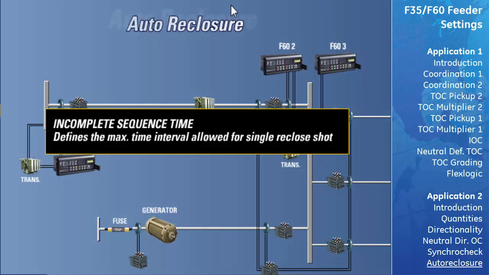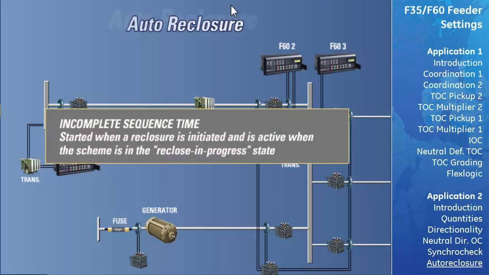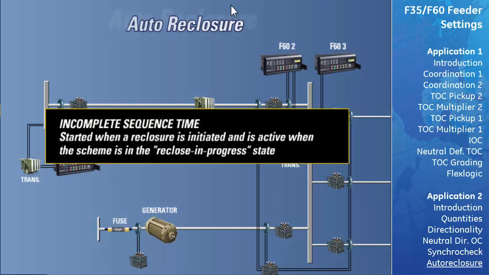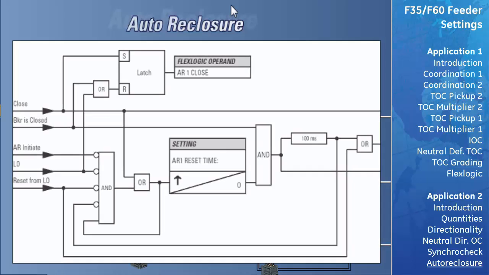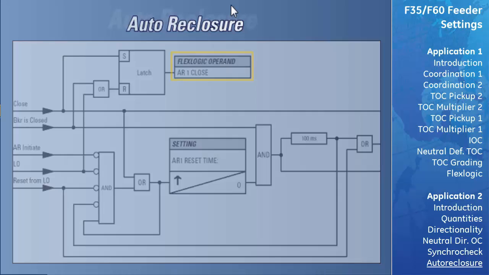Incomplete sequence time is a timer which defines the maximum time interval allowed for a single reclose shot. It is started whenever an auto reclosure is initiated and is active when the scheme is in the reclose in progress state. If all conditions allowing a breaker closure are not satisfied when this time expires, the scheme goes to lockout. After examining the logic of this element, the protection engineer determined that the auto reclose close output operand shown here will be required to add auto reclosure to the Flexlogic solution.